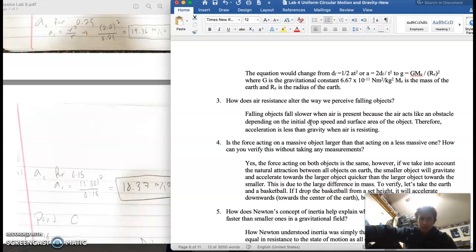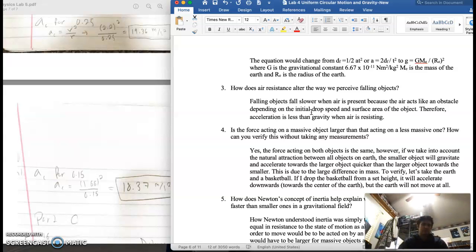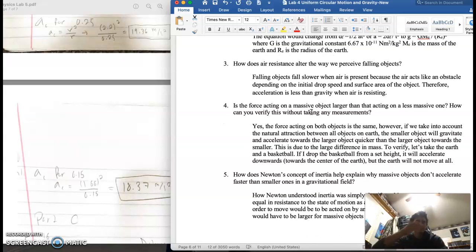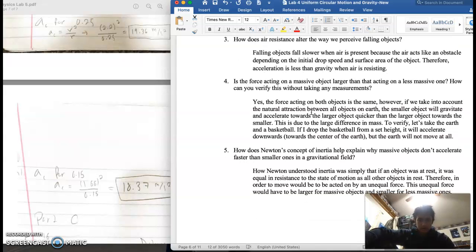Falling objects fall slower when air is present because the air acts like an obstacle, somewhat of a barrier, depending on the initial drop speed and surface area of the object. So each object is getting acted on differently by air depending on its surface area, how much air resists.